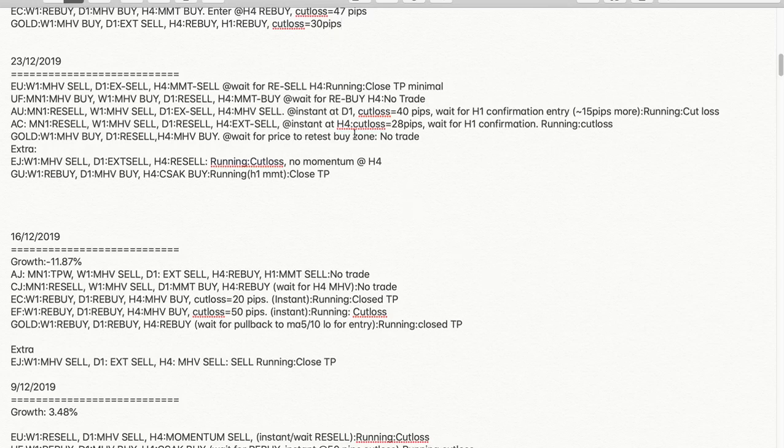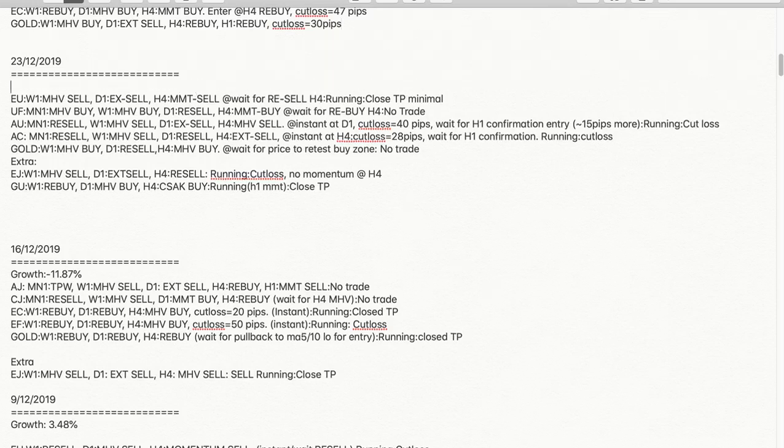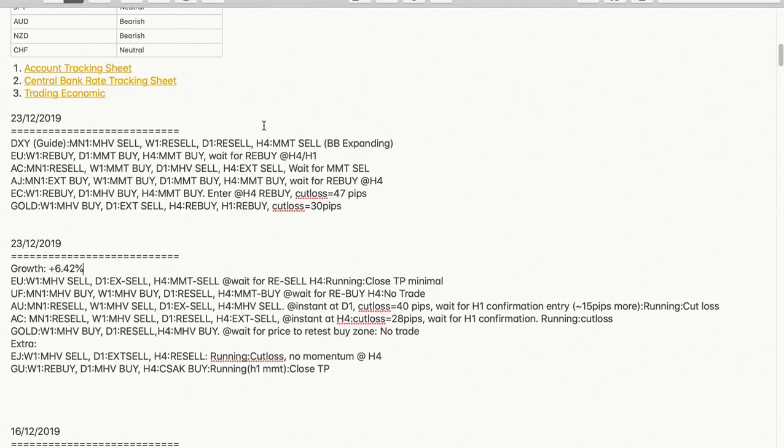Okay, so sorry, I forgot to put the growth here. Growth for last week was plus 6.42%. So that was the trade that we have last week. Overall, it was a pretty decent week. And then let's move to this week's analysis.